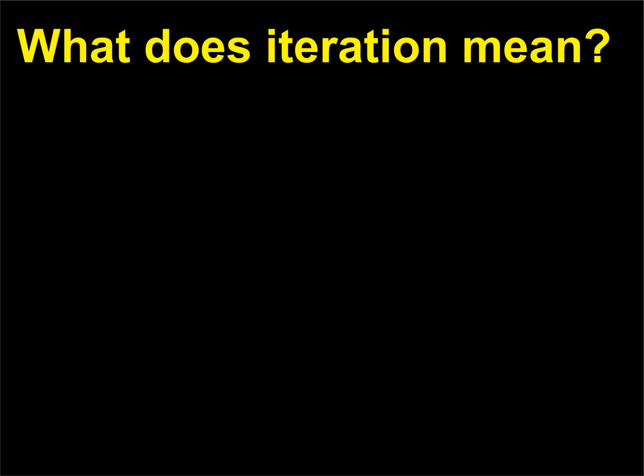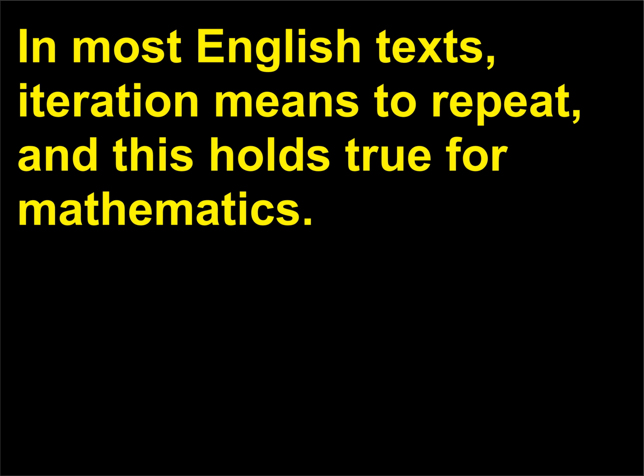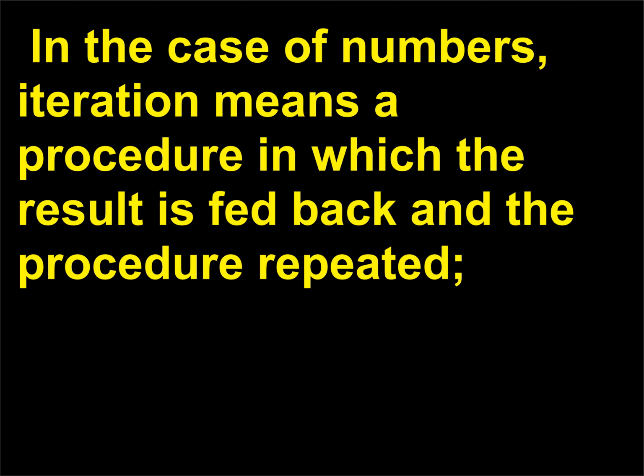What does iteration mean? In most English texts, iteration means to repeat, and this holds true for mathematics. In the case of numbers, iteration means a procedure in which the result is fed back and the procedure repeated. In some instances, it is repeated over and over.